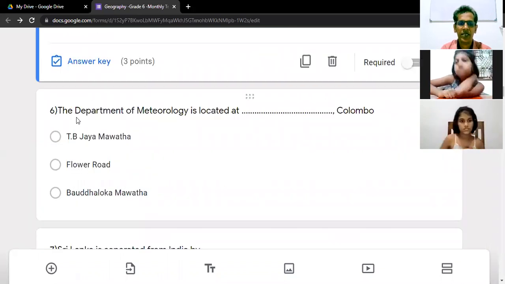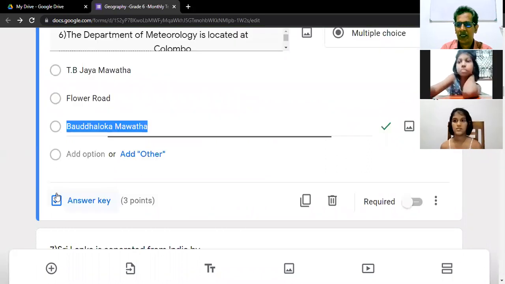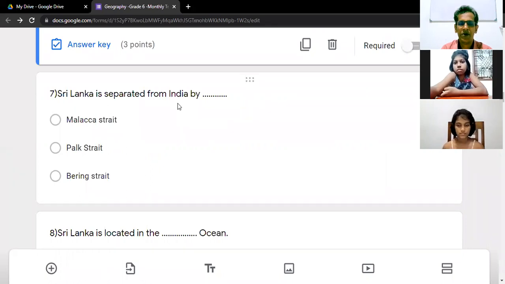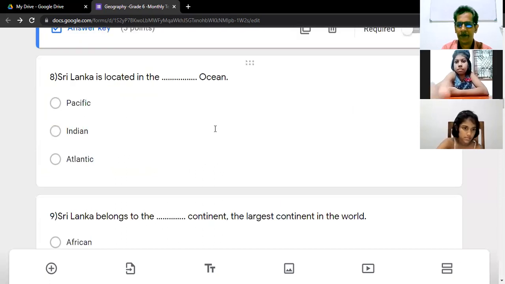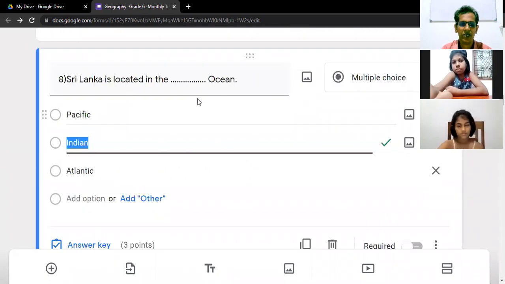Question number 6. The Department of Meteorology is located at Bauddhaloka Mawatha, Colombo. Answer is correct. Sri Lanka is separated from India by Palk Strait. Good. Sri Lanka is located in the ocean. Indian Ocean. Sri Lanka is in the Indian Ocean.